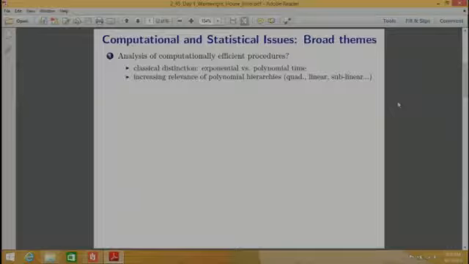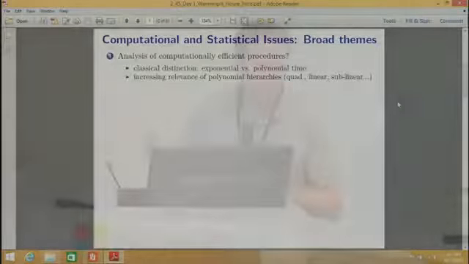Lots of people are looking at analysis of computationally efficient procedures for statistical problems. The classical distinction in computational complexity, of course, is exponential versus polytime, but much more relevant in statistics and machine learning are hierarchies of polynomial algorithms, things like quadratic, linear, or even sublinear. If someone says I have a polynomial time algorithm, but it scales like n to the 10, and n is 1,000,000, it's essentially an exponential time algorithm for all practical purposes.